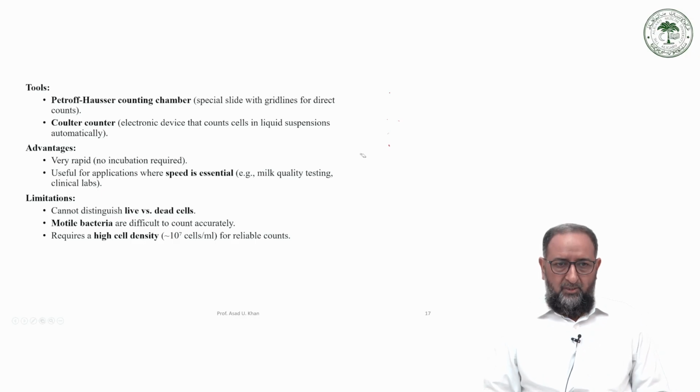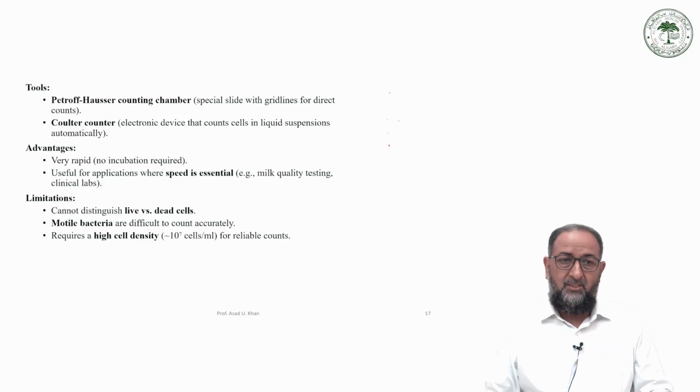So this is one of the disadvantages, whereas it is a very rapid, very fast method and easy to handle, and no extra skills are required. They are very useful for speed and essential for mill quality testing and clinical laboratories. So these two methods give very good high quality counting and are very efficient and fast, but with the limitation of not differentiating between live and dead cells. If you want to calculate dead and live cells together, or only live cells, then for that the microscopic methods are present.